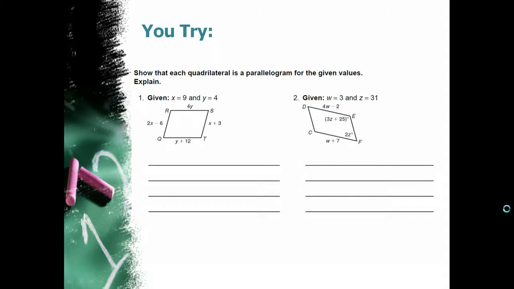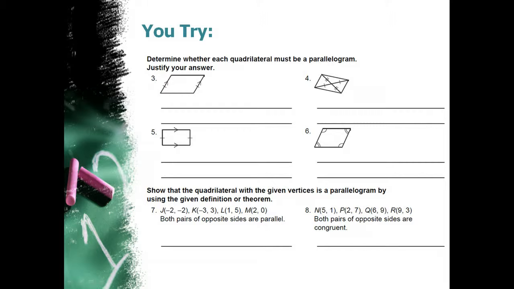Now you try. Show that each quadrilateral is a parallelogram for the given values. Remember, we're plugging them in and comparing the sides, or the angles, to see that they work. And then you're going to explain which theorem you used. And then determine whether each quadrilateral must be a parallelogram and why. Or if you have enough information, you can justify your answer. And then show that the quadrilateral with the given vertices is a parallelogram by using the given definition or theorem.